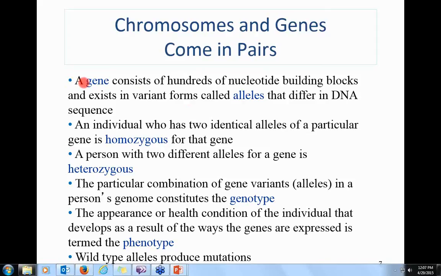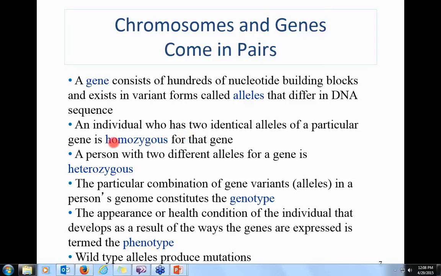A gene, again, is nucleotides. Again, nucleotides are the building blocks of DNA, and they can exist in various forms called alleles. Again, the difference in allele could be the gene for blue eyes versus the gene for green eyes, what type of blood you have. You could have A or B or O. These are all determined by alleles. They're coding for the same protein, just a different form.